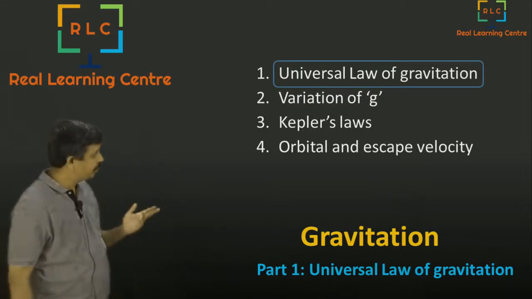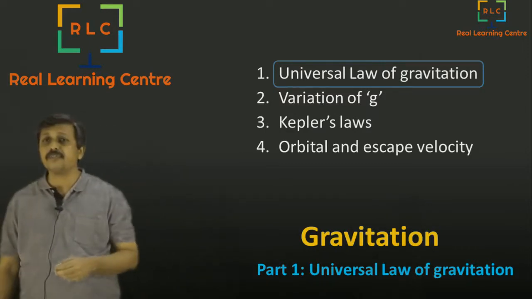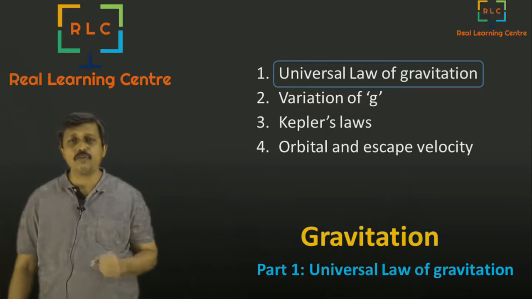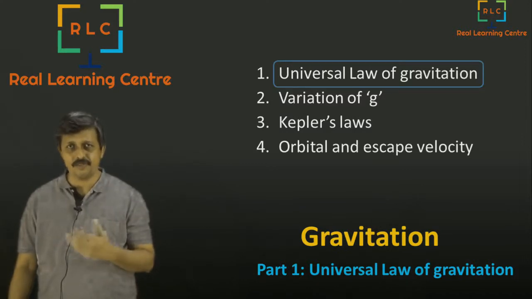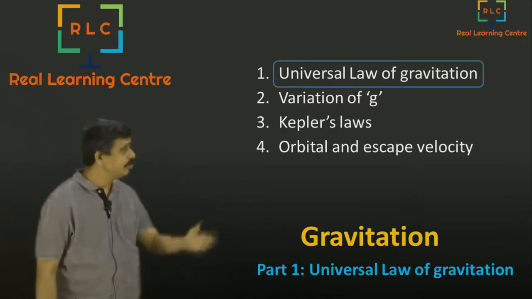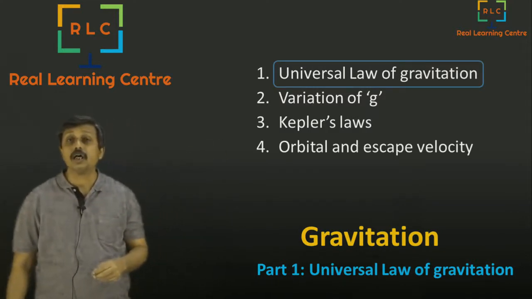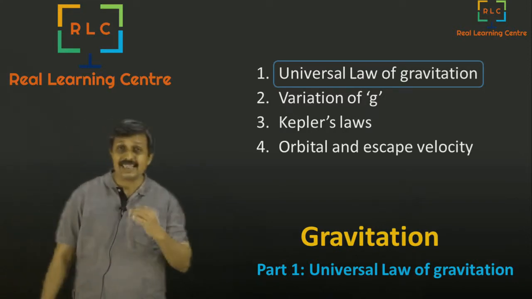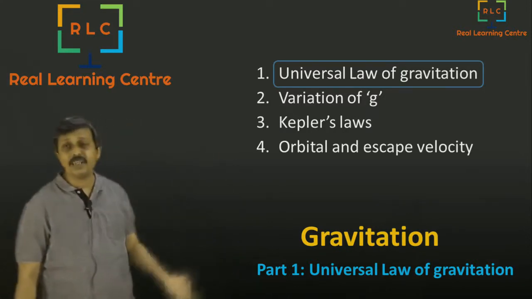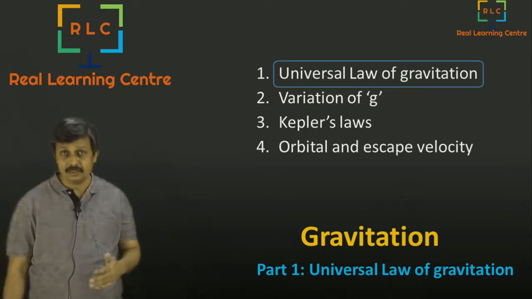So today we're going to start a new topic on gravitation, and we are going to cover four important sessions. The first one we talk about Newton's universal law of gravitation, and in the second one how acceleration due to gravity g varies. How does it vary? Is it constant or does it vary?